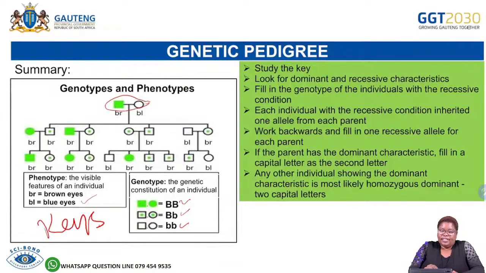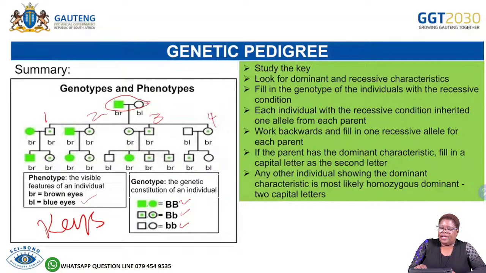So in this case, this is a male with brown eyes who marries a female with blue eyes. What will happen to their offspring? Look at their offspring. This is offspring 1. This is offspring 2. This is offspring 3. This is offspring 4.